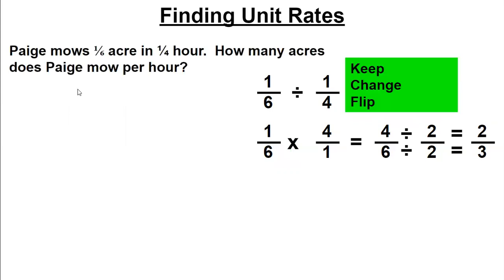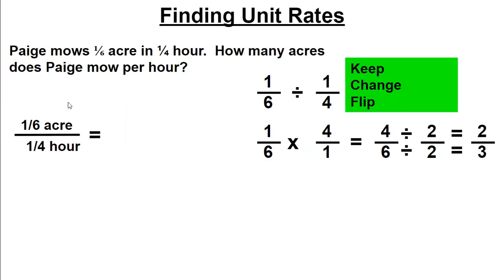Paige mows 1/6 of an acre in 1/4 of an hour. How many acres does Paige mow per hour? 1/6 of an acre in 1/4 of an hour. Okay, let's first set that up. Ignore the right side for the moment. So we have 1/6 of an acre over 1/4 of an hour.